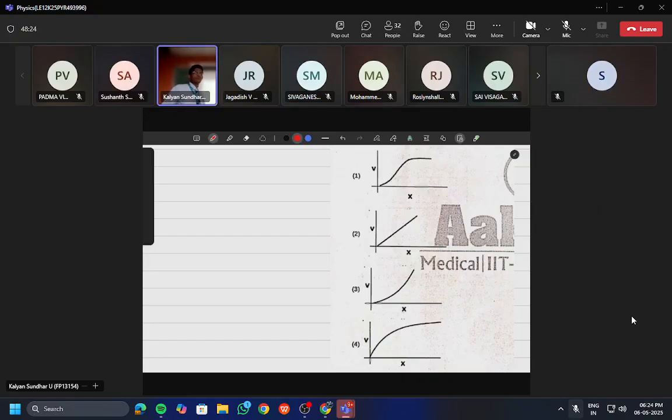Use any one equation of motion: v is equal to u plus at, or s is equal to ut plus half at square, or v square minus u square is equal to 2as. Among these three equations of motion, choose whichever will be apt for the asked question. Third option, sir. Let's check. Fourth option, right? We'll check.